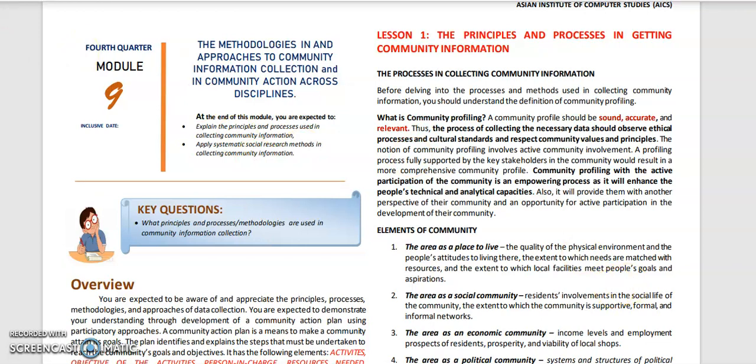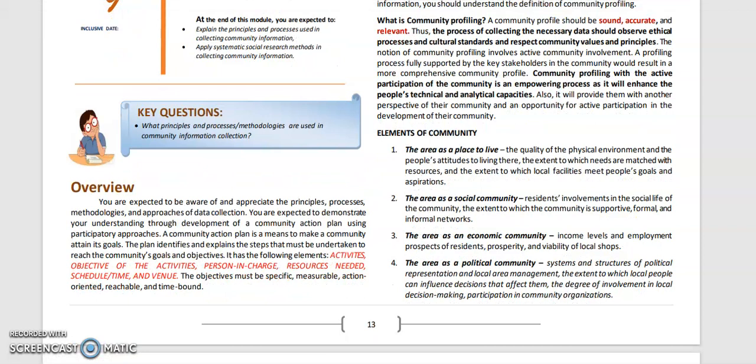So we have the elements of community. The first is the area as a place to live. So ano ba yung tinatawag natin na the area as a place to live? The quality of the physical environment and the people's attitudes to living there, the extent to which needs are matched with resources, and the extent to which local facilities meet people's goals and aspirations. So, ito yung lugar na kung saan sila naninirahan at ito yung kwalidad ng kanilang physical na environment or tirahan.